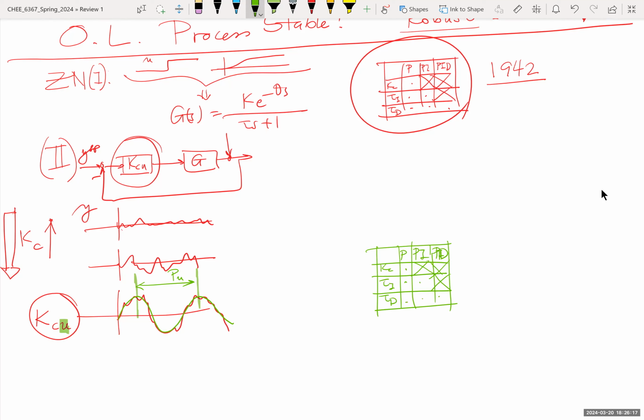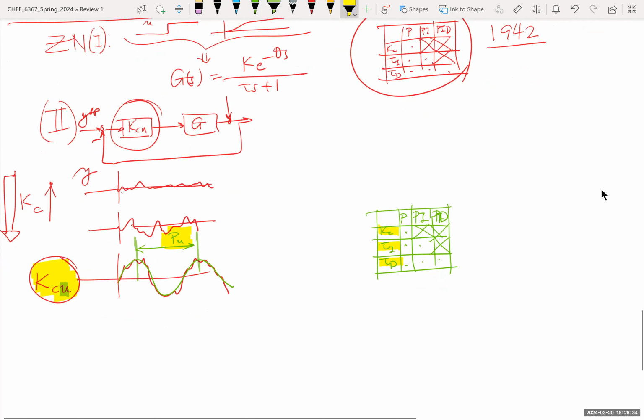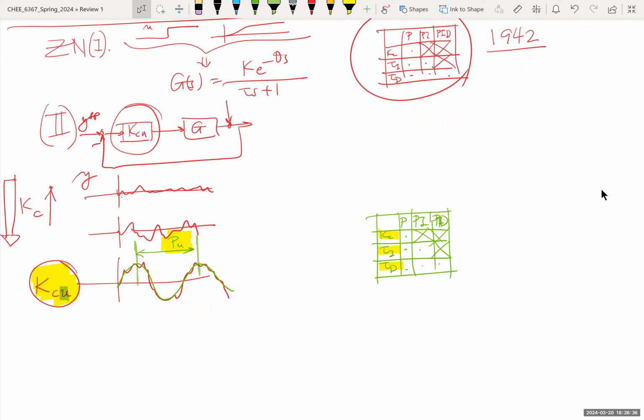There are formulas here that tell you how you can go from the ultimate gain and the ultimate period to values of Kc, tau I, and tau d. Works well. Ziegler and Nichols tell you actually that this gives you 1/4 decay ratio of the closed loop.